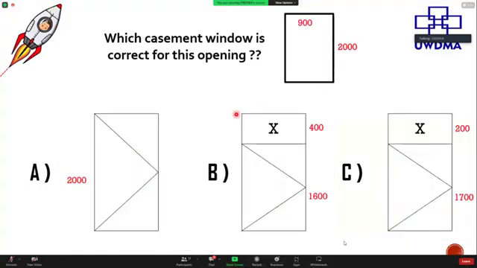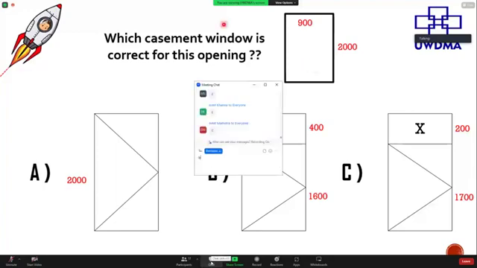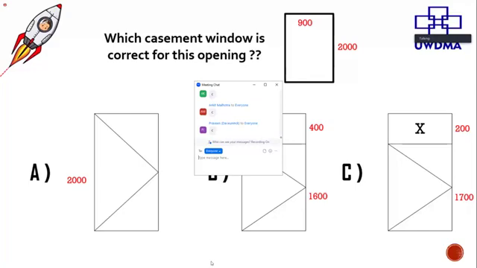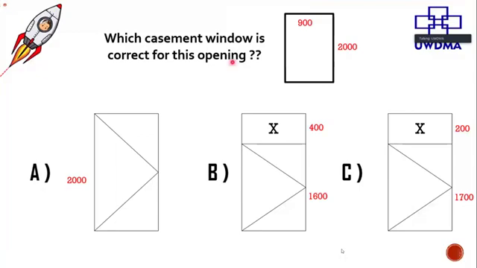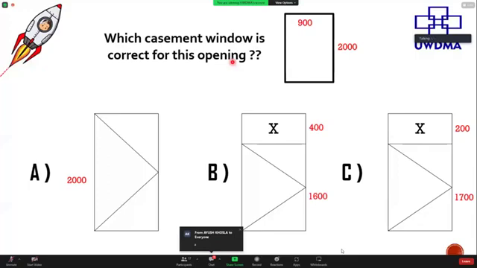Okay. So which casement window is correct for this opening? We have an opening of size 2000 by 900. So which design are you going to give? Many people are saying C. Ankit Khanna is saying A. Karan Shah is saying C. Ankit Malhotra is saying C. Mohammed Sultan is saying B. Shazad is saying B.